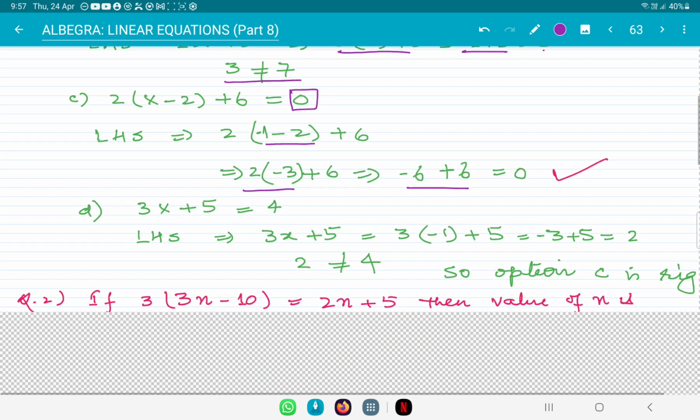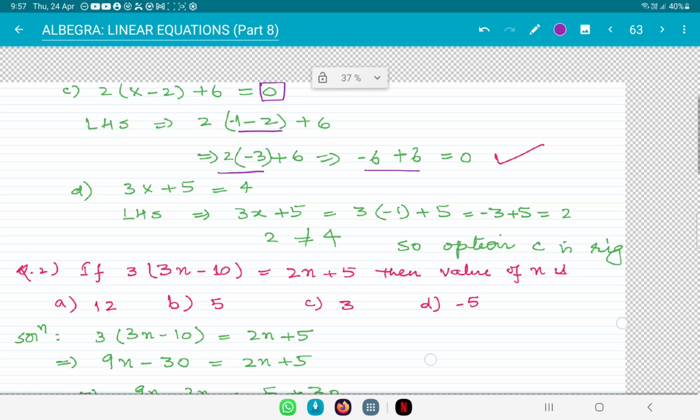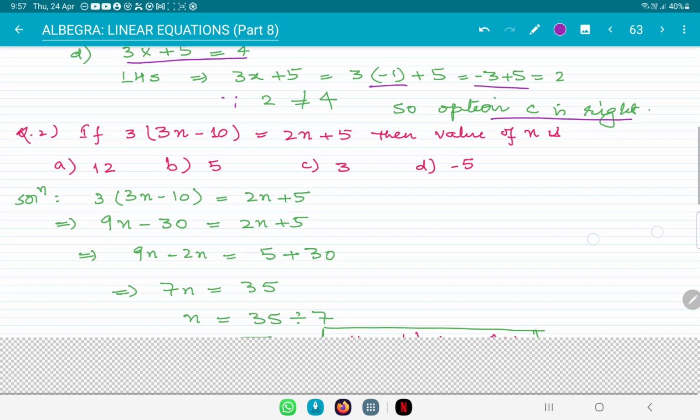I am doing the fourth option also, so that you can easily see that it is not our option. Okay, so 3x plus 5 equals 4. This is our linear equation, and when we put in -1, this will become -3 plus 5, which equals 2, and since 2 is not equal to 4, only option C is right. Clear?